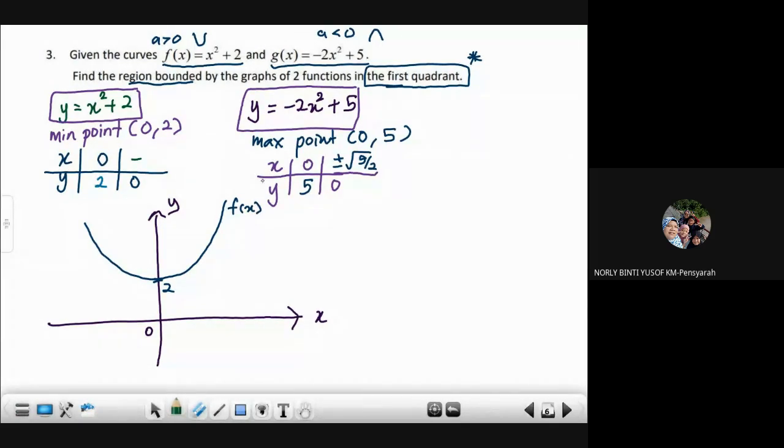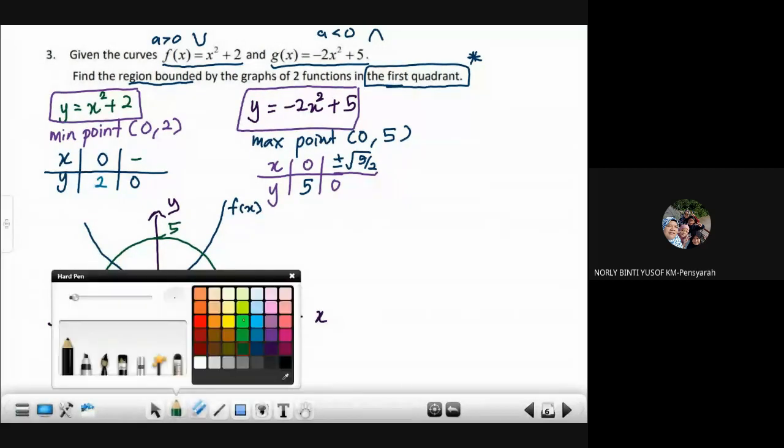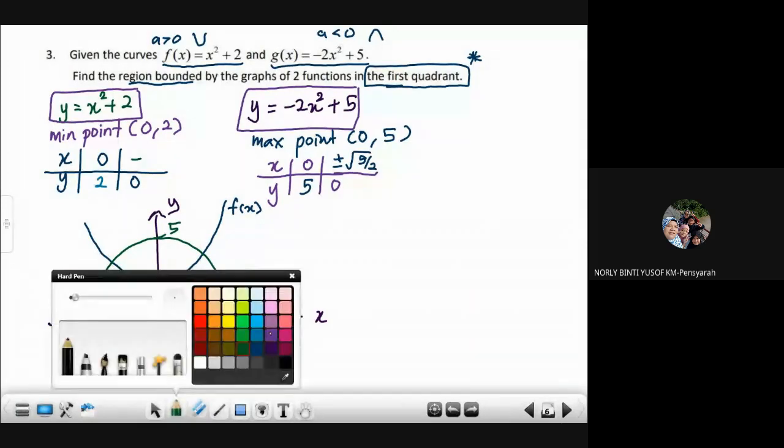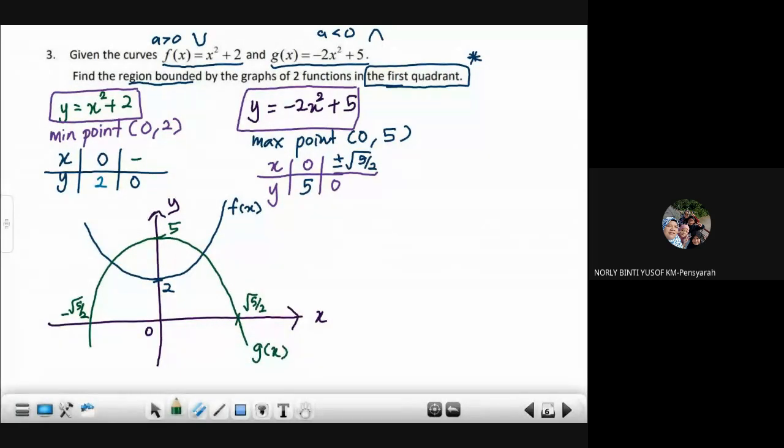Dia lalu pada dua roots lah kat sini, maknanya ada tambah dan tolak lah. So tak nak tulis ni pun tak apa kan. So and then dia punya maksimum pun adalah 0, 5. So boleh buat macam ni. Ini 5. Ni kalau nak tulis boleh, tak tulis pun tak apa. Okay, contohlah kalau nak tulis, tulislah square root 5/2. Sini negatif square root 5/2. Baik, padam pula. Okay, lepas tu dah settle untuk graph. Ni tulis g(x). Okay, dah settle untuk graph.